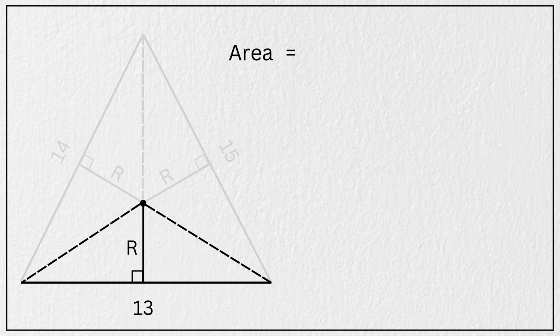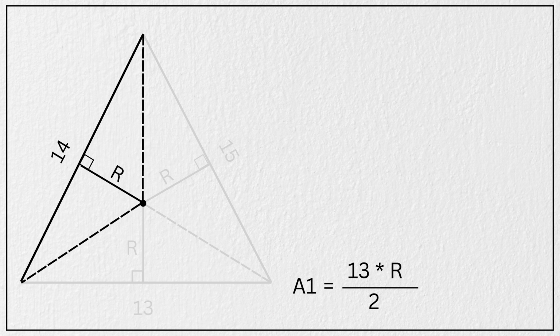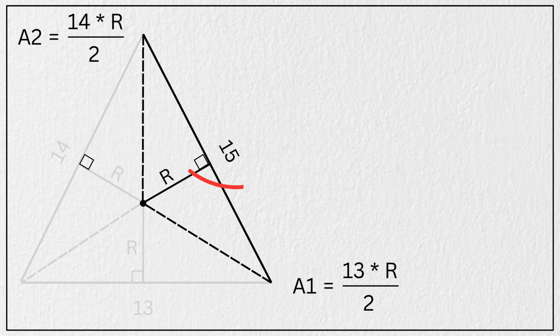Now can you tell me, what will be the area of this triangle? It will be equal to base multiplied by height over 2, right? So the area of this small triangle with base 13 will be equal to 13 times r over 2. Similarly, the area of this small triangle with base 14 will be equal to 14 times r over 2, and the area of this small triangle with base 15 will be equal to 15 times r over 2, correct?